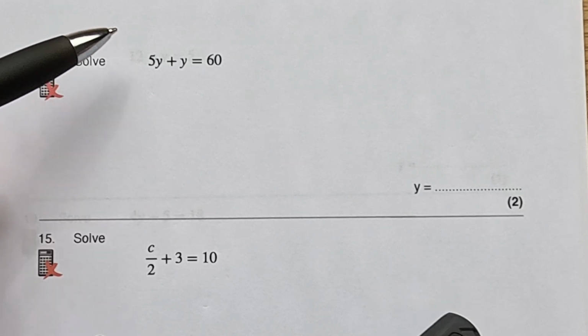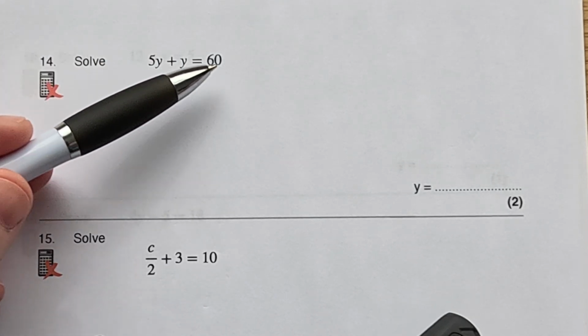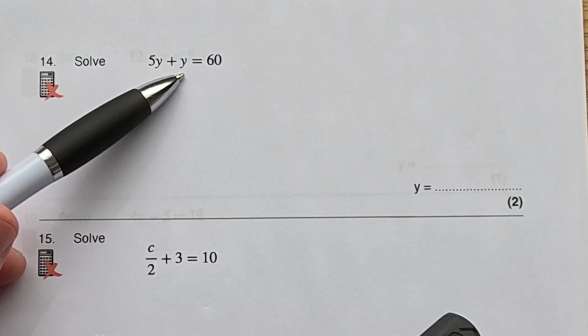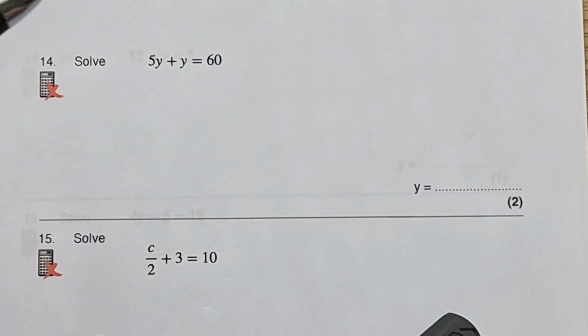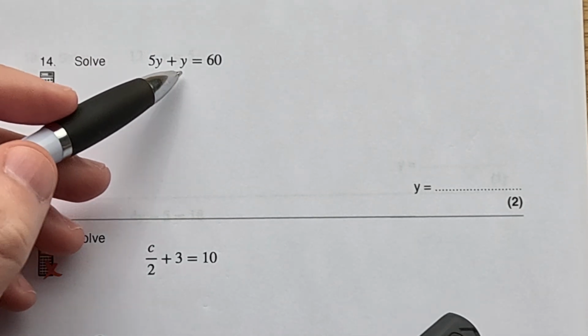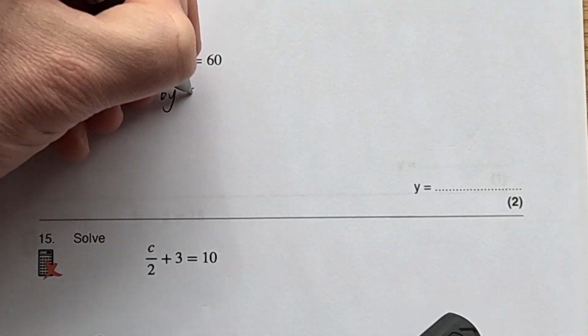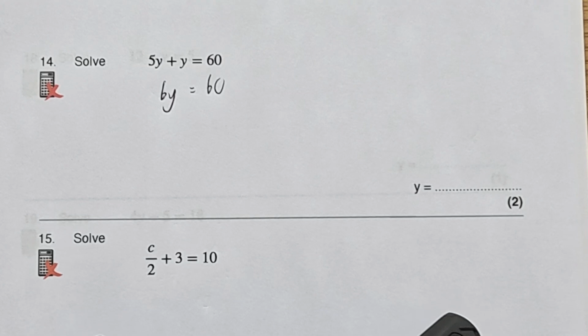So question number 14, we've been asked to solve 5y plus y equals 60. So here we've got 5y's and we've got to add another y, or 1y. 5y's plus 1y is equal to 6y's. And if you've looked at collecting like terms, you'll know that 5y's plus another y will be equal to 6y's. So this left-hand side, we've got 6y's, and that still equals 60. And now we just need to solve this.